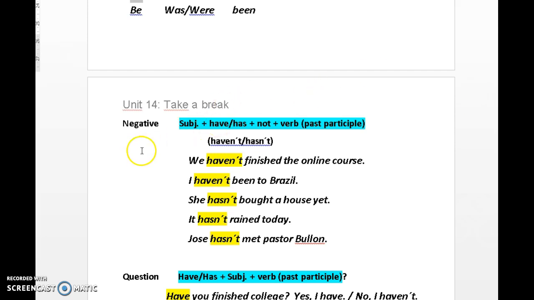Negative sentences. We are going to use this structure. Subject, the auxiliary in negative haven't or hasn't, and then the verb in past participle. As you can see here, verb in past participle. Okay? For example, we haven't finished the online course. I haven't been to Brazil. She hasn't bought a house yet. It hasn't rained today. Jose hasn't met Pastor Guillaume.